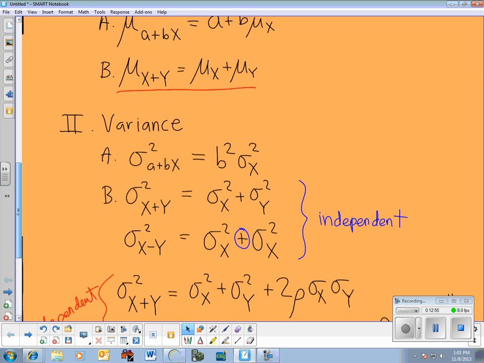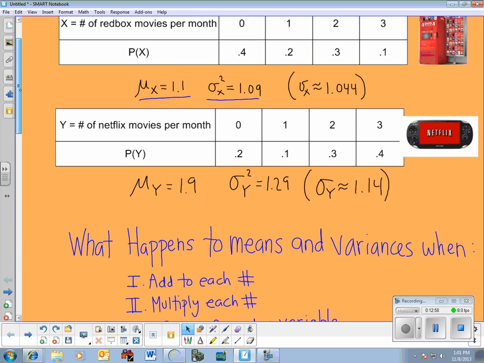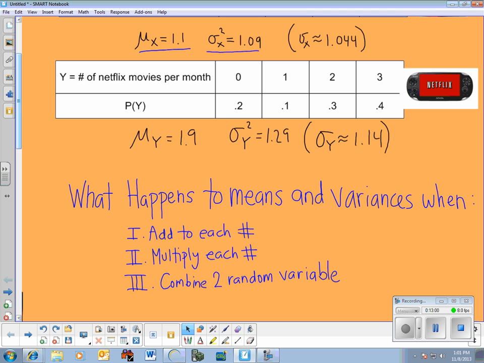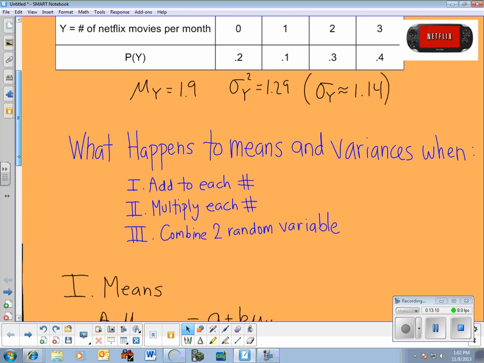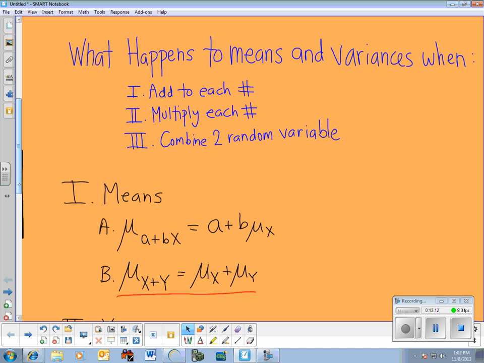So what if we multiply or add? What if we take our Netflix and everybody changes their Netflix plan so they have twice as much? Or what if Netflix changes and everybody gets one additional movie? If we're adding and multiplying, well, the means, we're just going to add and multiply just like we did to each individual number. If we double all of our numbers, we double our mean.